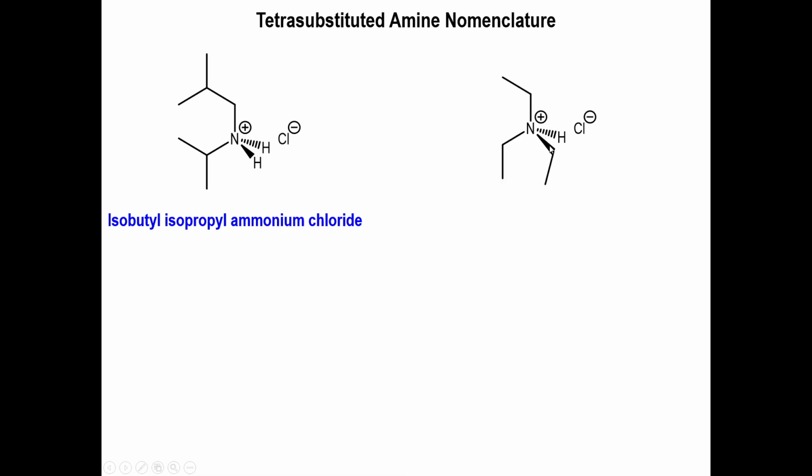All right, here's another example. Here we happen to have three chains of a kind, specifically three ethyl chains. So this is simply referred to as triethyl ammonium, and because we have right here chloride as the anion, we end up with the word chloride.